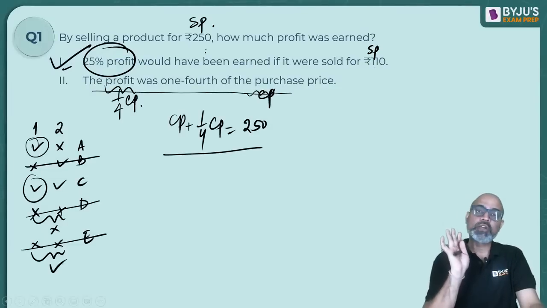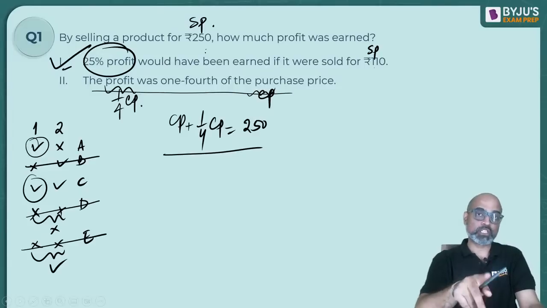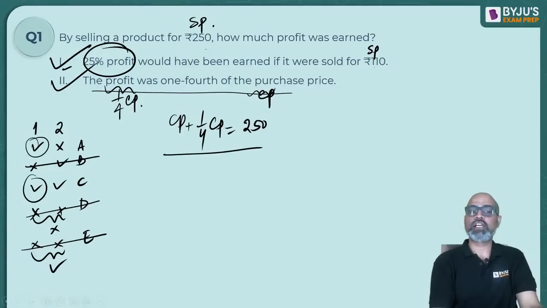Will I get CP from here or not? I don't have to solve it. You tell me: there is one equation, one variable. Will it be solved or not? Absolutely it will. So the second statement also will help you solve it. So the answer is C.